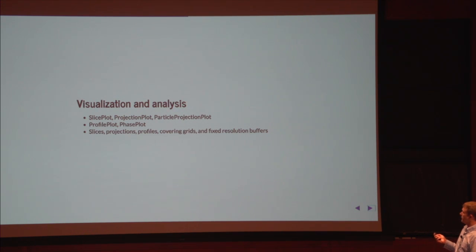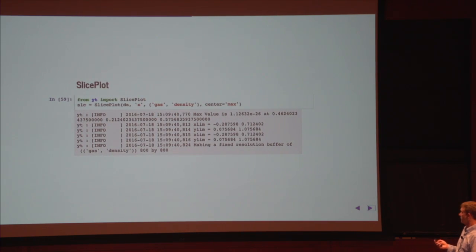Okay, so now I'm going to go into some of the visualization and analysis. We'll get into some pretty pictures. The simplest thing you can do with a data set is take a slice through it. We have a way to do this called a slice plot. A slice plot takes a data set, an axis, a field, either a single field or a list of fields, and other arguments that I'm not showing here except for one of them.